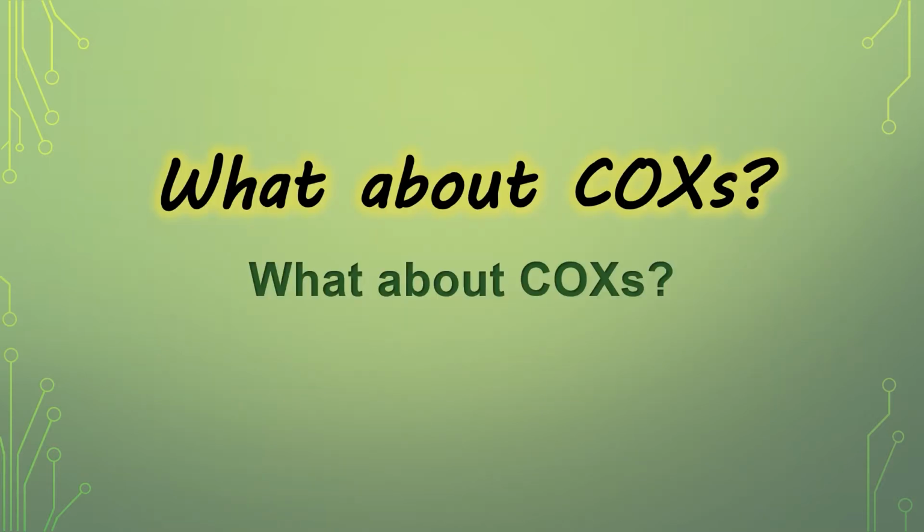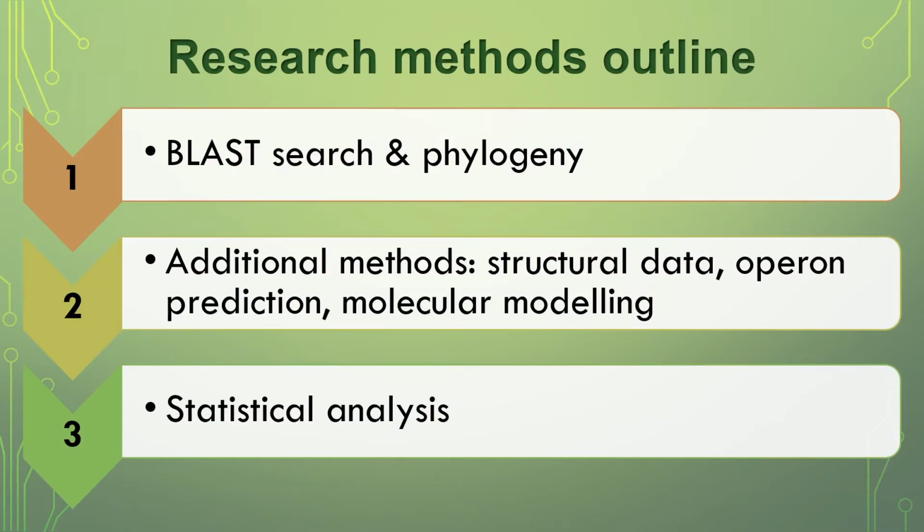But the next question is, what about cyclooxygenases? What is their evolution, and what are their possible functions in bacteria? Here you can see the outline of our research methods. We started from a phylogenetic analysis, then we used additional methods to confirm our evolutionary assumptions, and the last step was the statistical analysis.